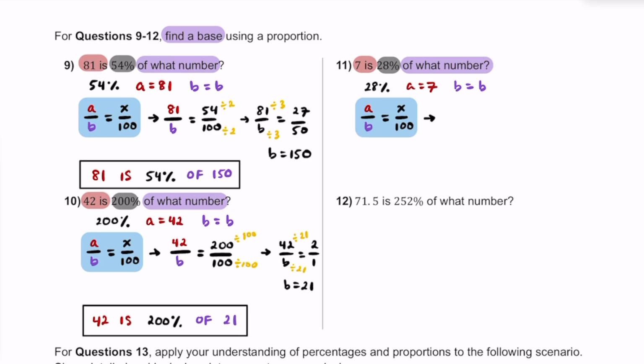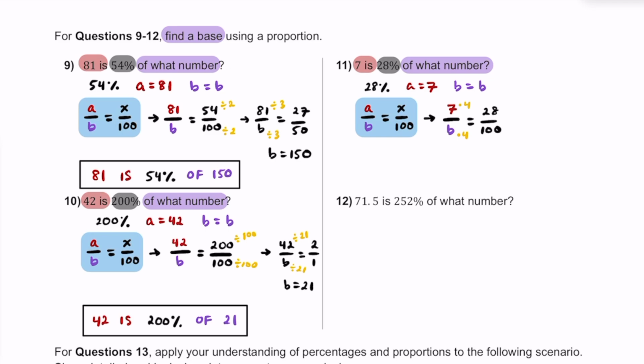We can go ahead and substitute in here and say that the ratio of 7 to B is going to be equal to 28 to 100. Now this one's really nice compared to a lot of the ones we've done. Hopefully you can see here that if 7 times 4 is equal to 28, that means B times 4, or 4B, is equal to 100, right?